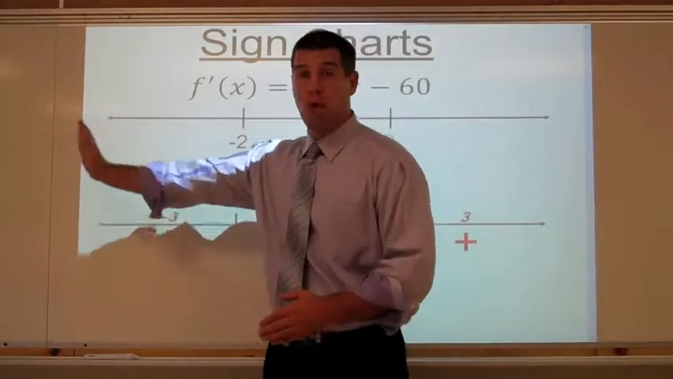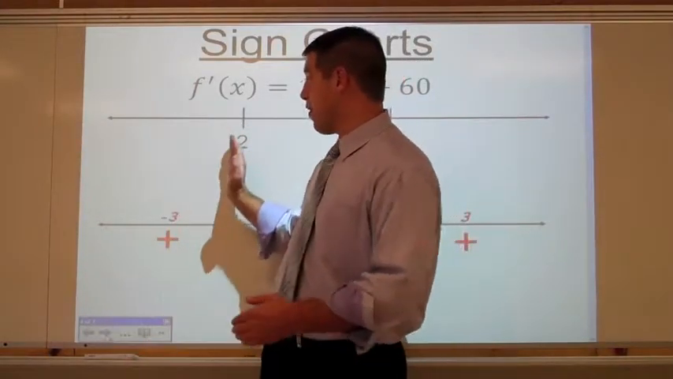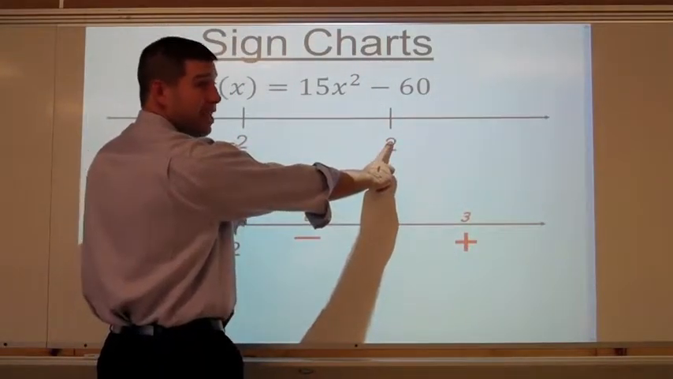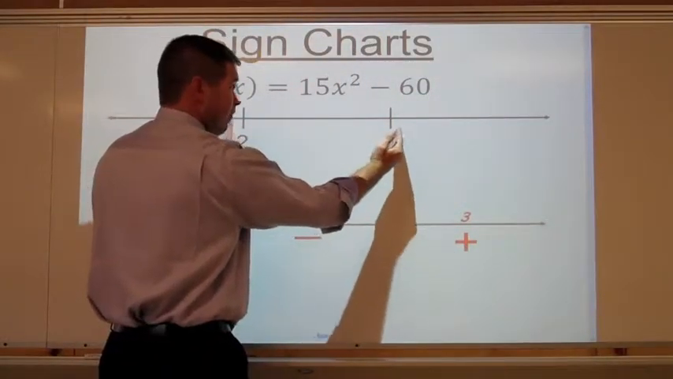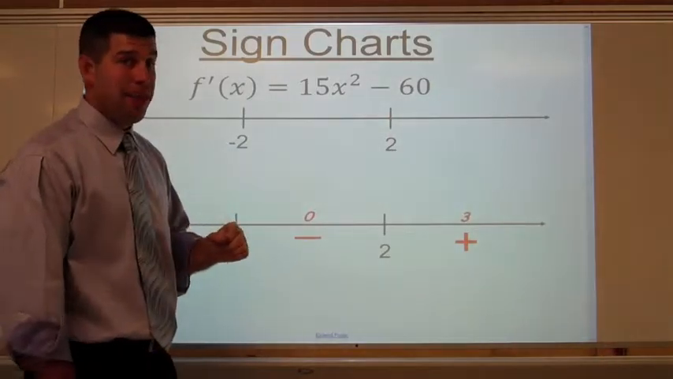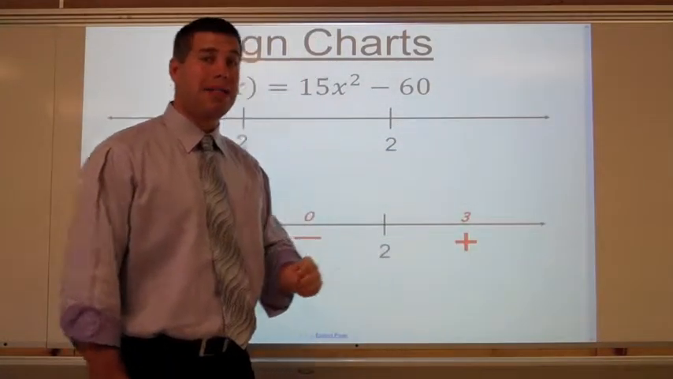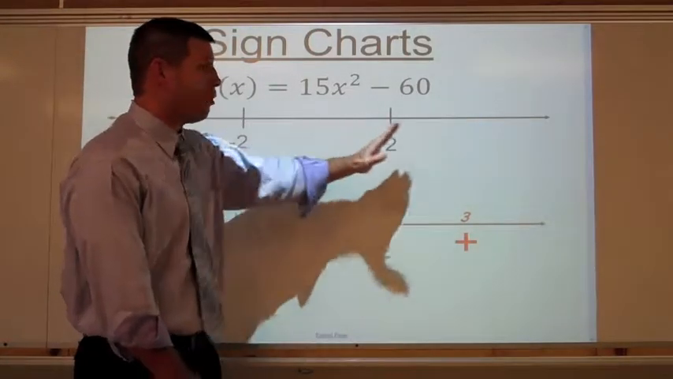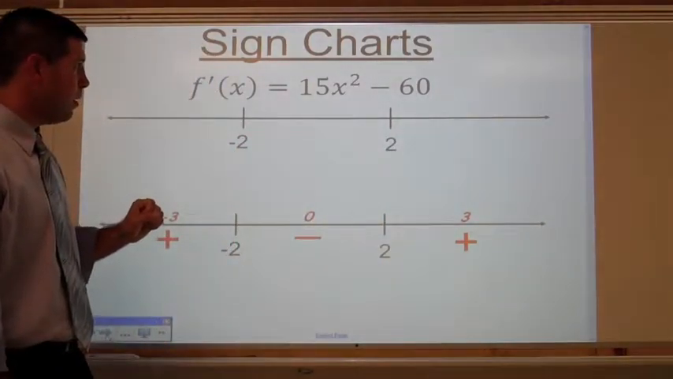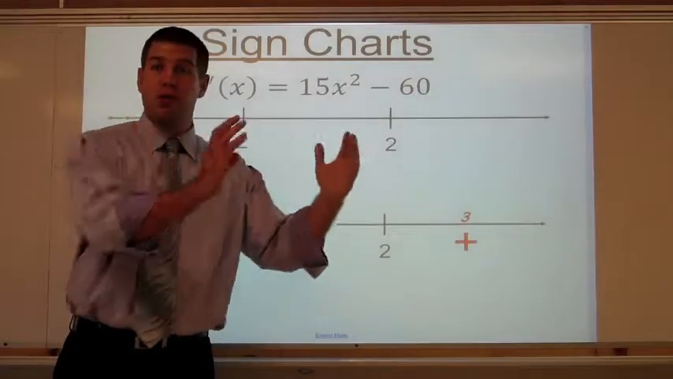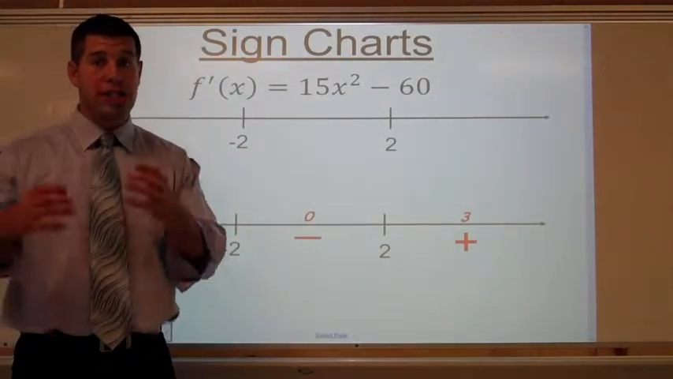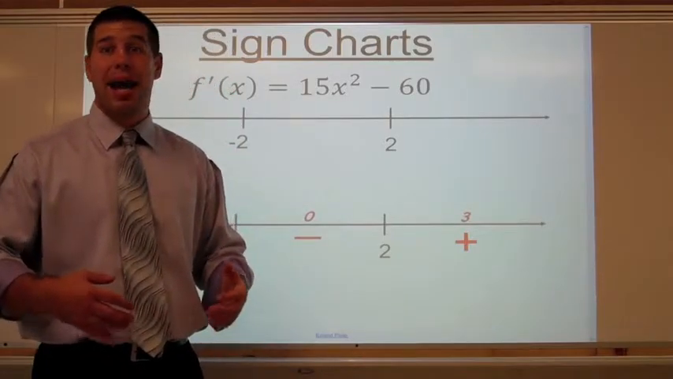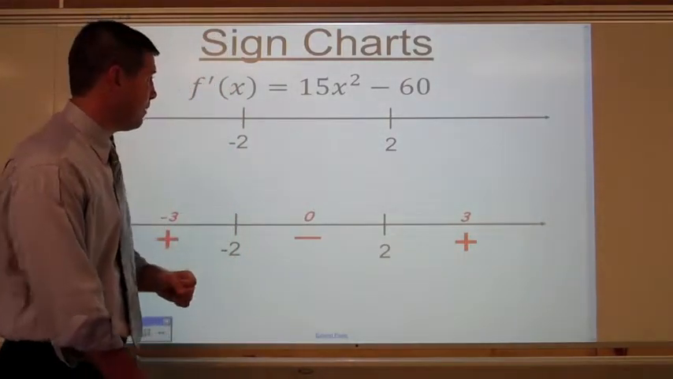We want to look before -2, because everything before -2 must be doing the same thing. Between -2 and 2, because from here to here, the function has to be doing the same thing. And after +2, because again, it has to be doing the same thing. These are the only spots it's not increasing or decreasing. So anywhere on those 3 intervals, the function is either increasing or decreasing, and it's doing the same thing the whole way. So what we need to do is pick a point, pick a test value of x.